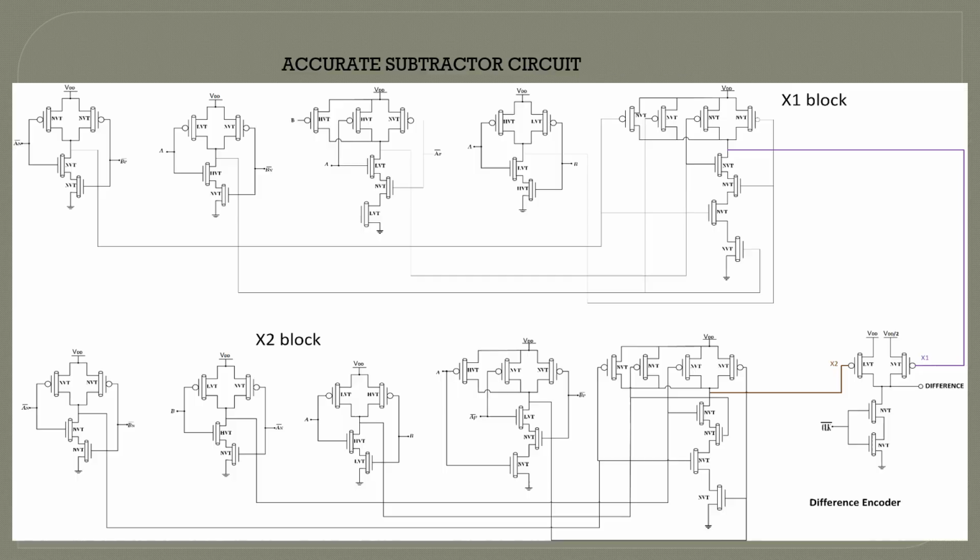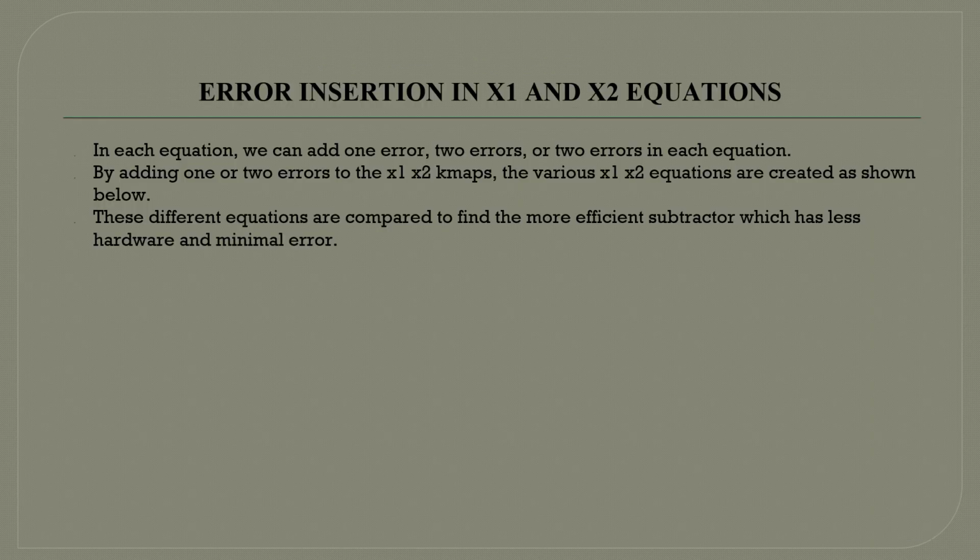Using these equations we have designed a circuit using CMOS and FETs. The X1 block was designed separately, and the X2 block was designed separately, and those outputs were given to the encoder to get the reference output. So that was the part of the accurate subtraction design.